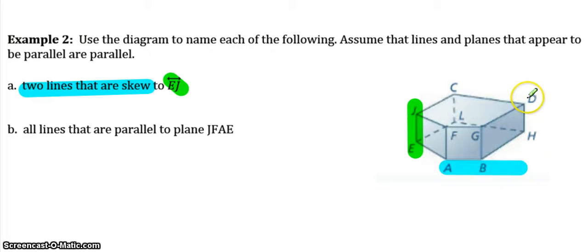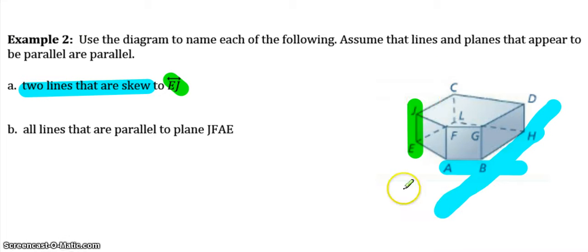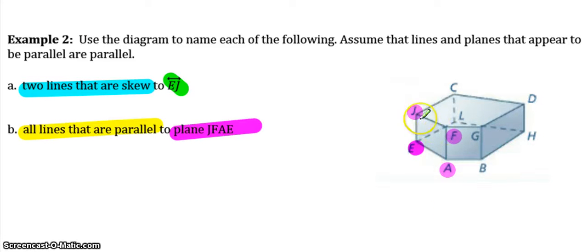I could even do BH along that way would be a skew line in a different plane because it's going a completely different direction in the 3-dimensional world. So we want parallel to this plane right here. So a line that I see to begin with is CL, DH, or GB, because they're all going the same direction as that plane.